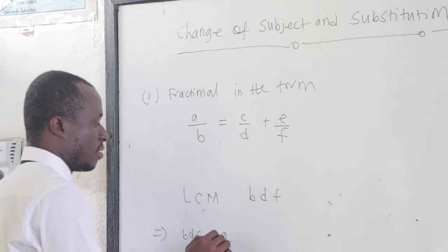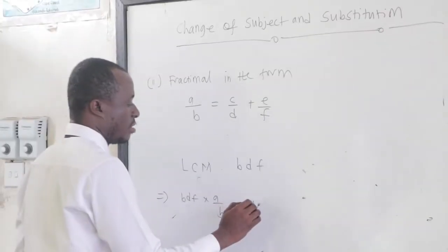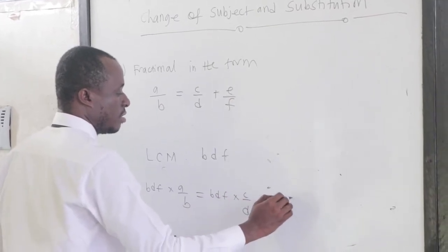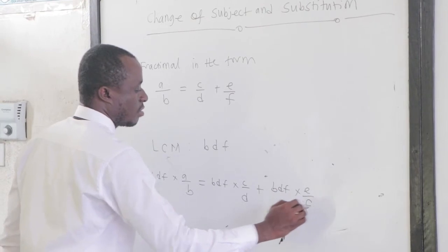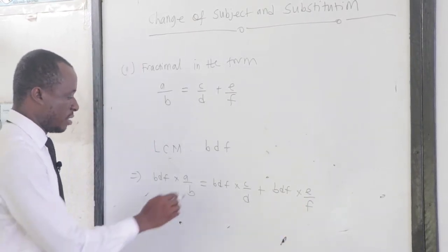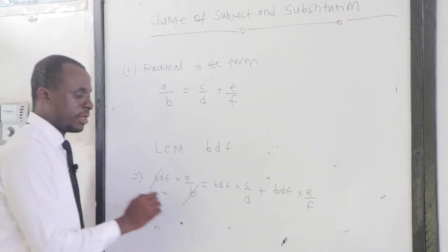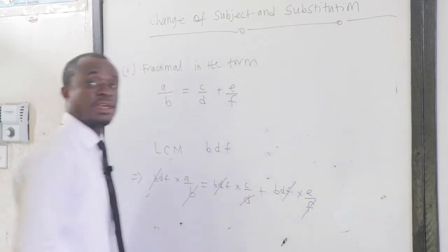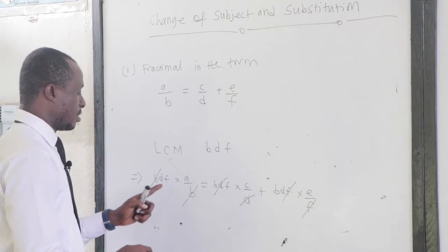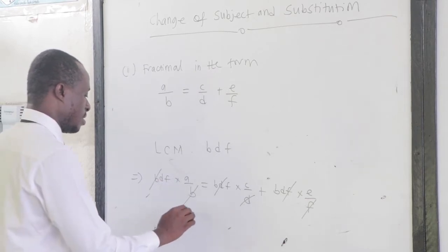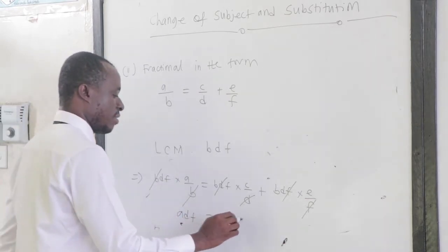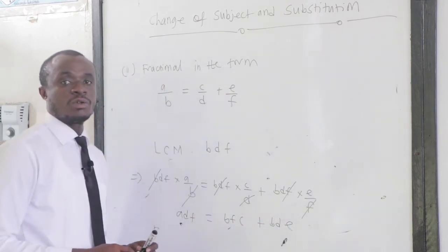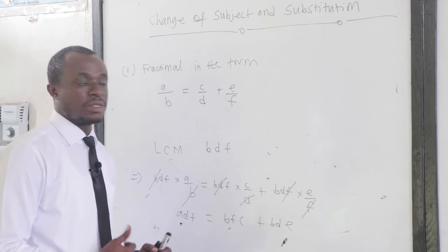BDF times A over B, equals BDF times C over D, plus BDF times E over F. What can we see? The B over here is cancelling out the B over there. D here is cancelling out the D here. The F here is cancelling out the F over here. So what do you see? The first one is ADF, equals BFC plus BDE. And here, whatever you want to make the subject, you can make it from this case.